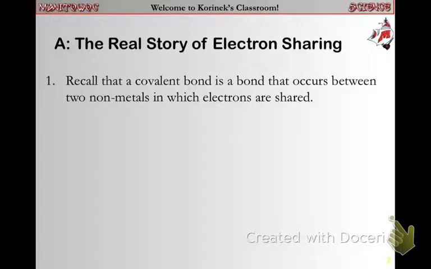We want to recall that a covalent bond, by definition, is a bond that occurs between two nonmetals in which electrons are shared. So to give an example, you've got hydrogen, which is always a molecule, so there's two hydrogen atoms that bond together with each other. And when they do that, they share those electrons equally. So you've got a hydrogen atom bonded with another hydrogen atom, like you see right there.